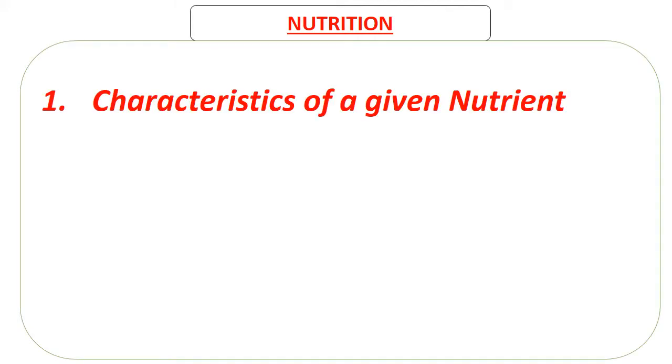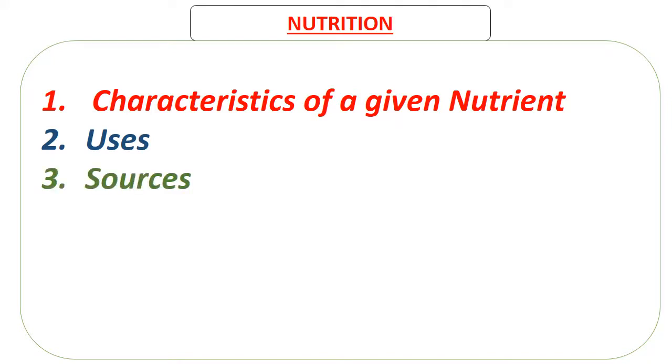So we're going to start nutrients by taking a look at them on four different angles, or four different things about a given nutrient. The first is characteristics of a given nutrient. We're going to take a look at physical and chemical characteristics of a given nutrient. Secondly, uses of a given nutrient, like what is its role in the body. When you eat a given nutrient, what does it do to your body?